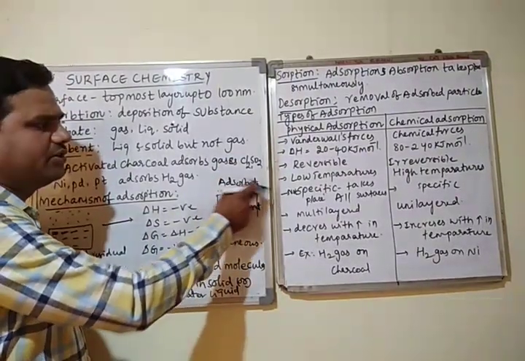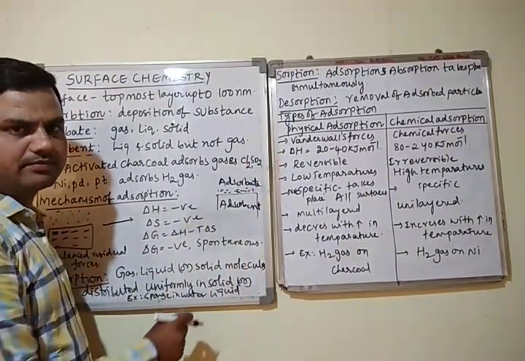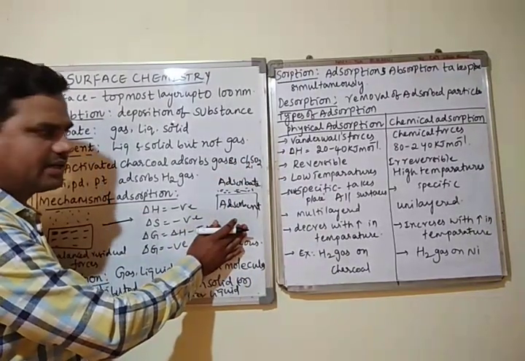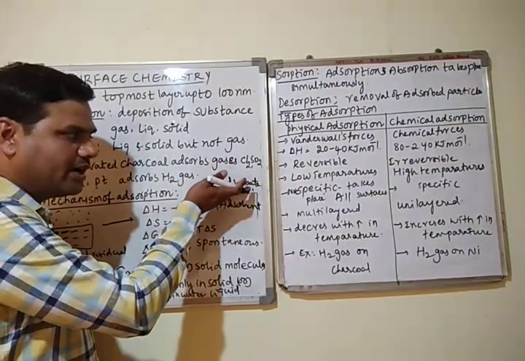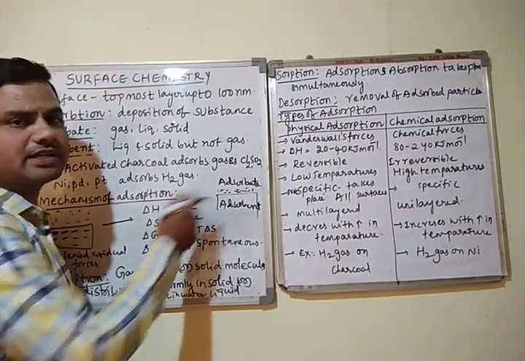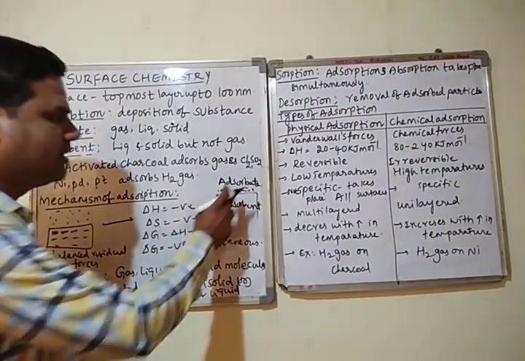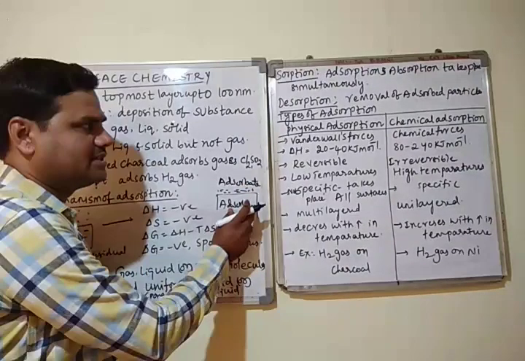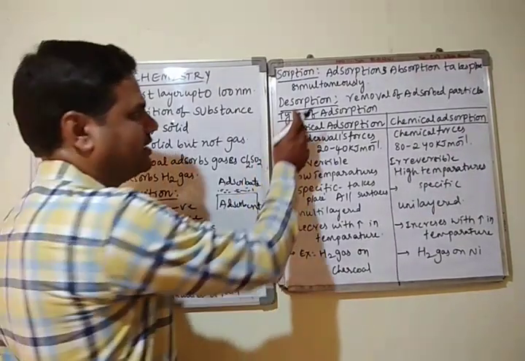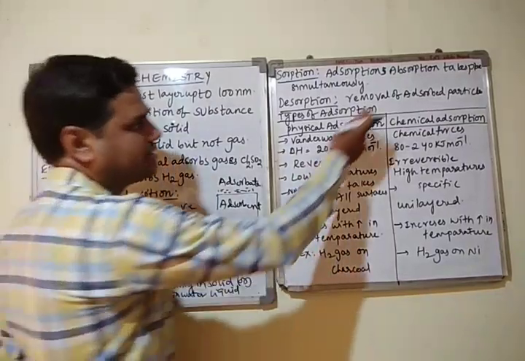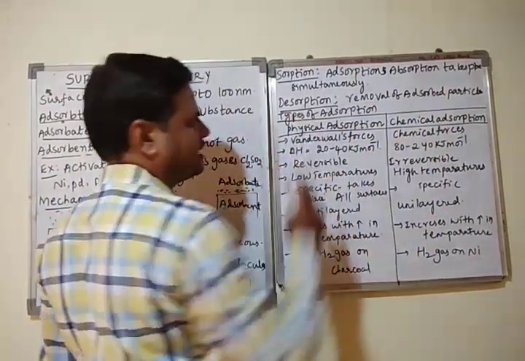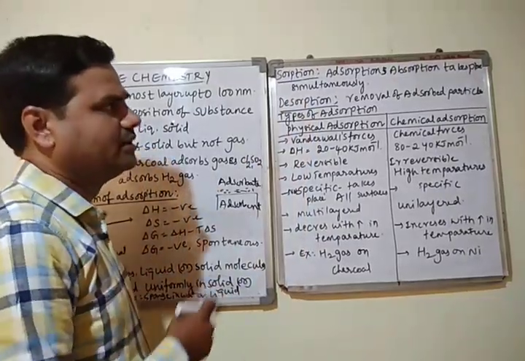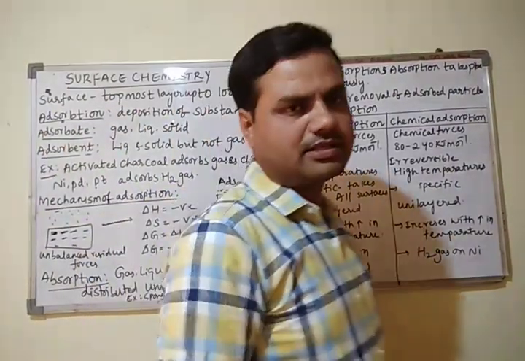For example, if you remove adsorbate particles from the surface of what? Adsorbent. Removal of adsorbate particles from the surface of adsorbent, that process is called what? Desorption. Desorption means removal of adsorbed particles from the surface of the adsorbent. This process is called desorption. And these are some more definitions.